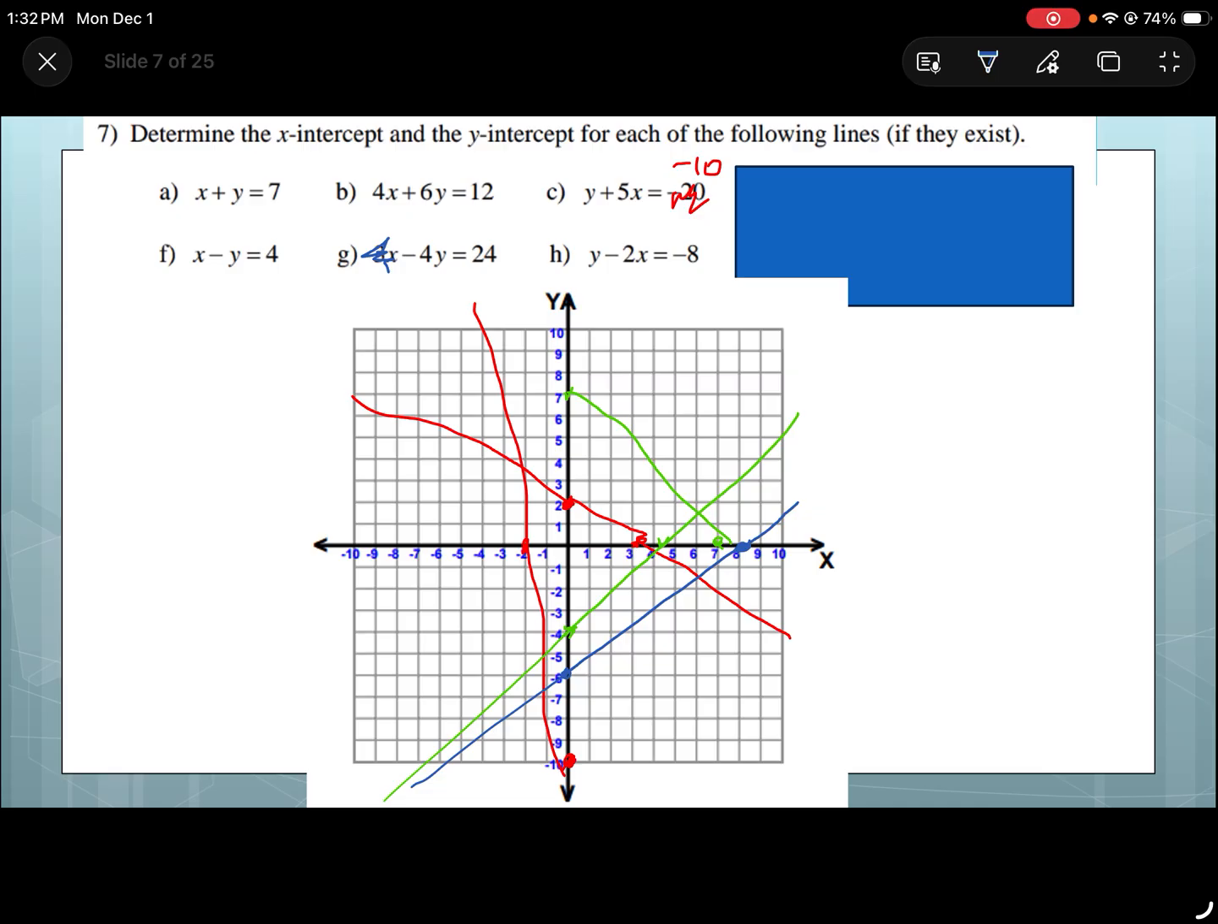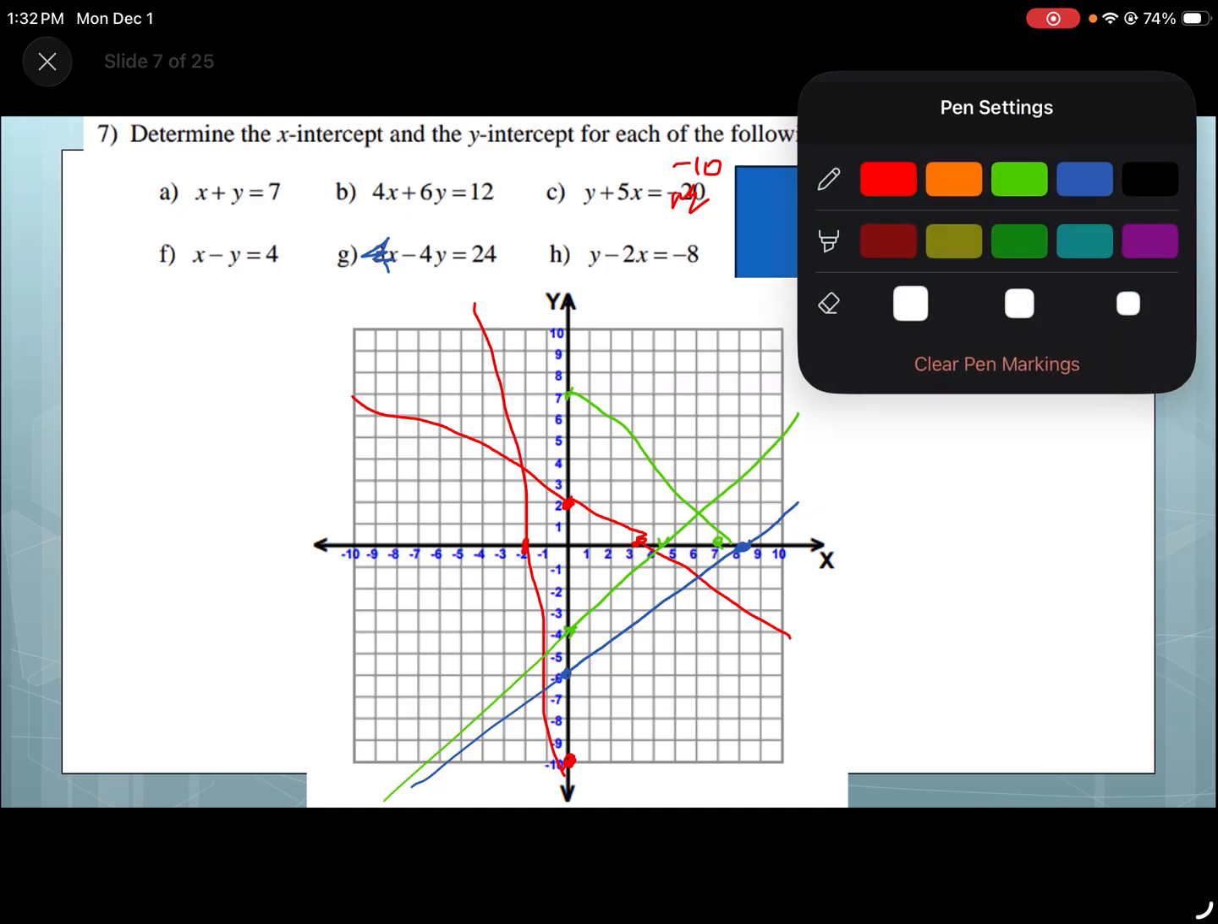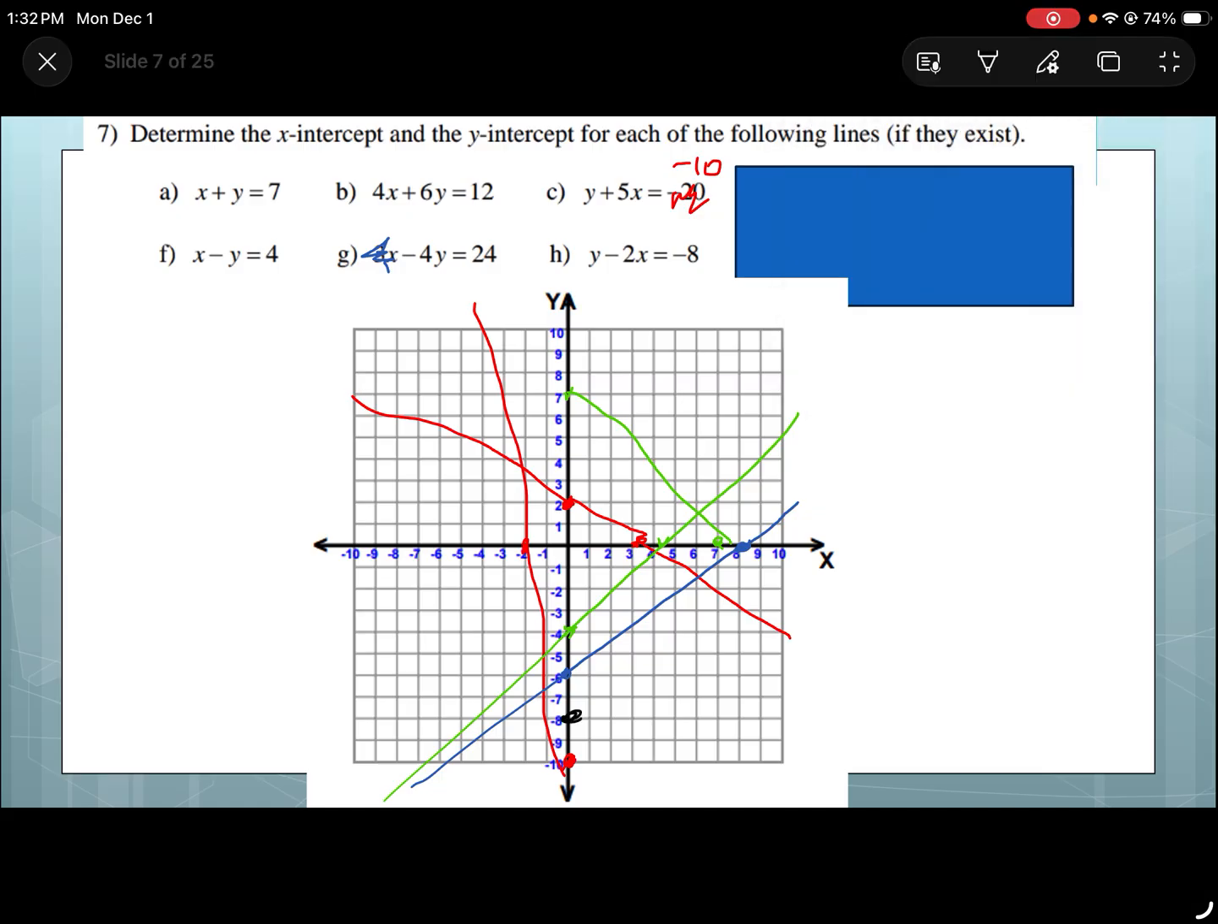y and take away 2x is negative 8. If I ignore x, I get y is negative 8. If I ignore y, I get negative 2x is negative 8. So I divide by negative 2, I get x is 4. Draw the line, win the life.